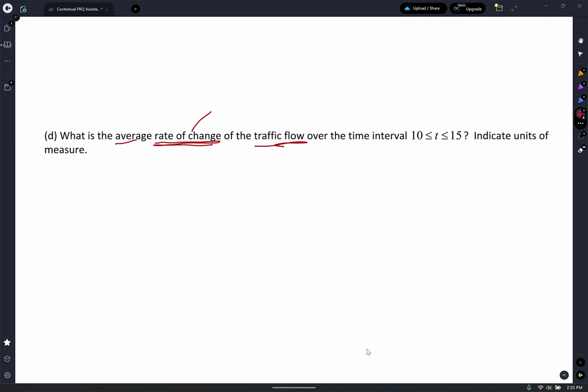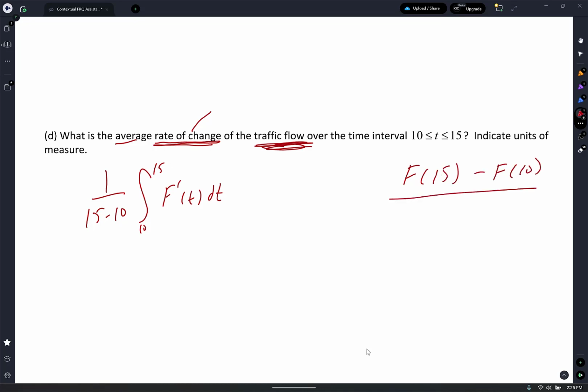If you do it that way, you will go 1 over 15 minus 10, integral from 10 to 15 of f prime of t dt. You could have done that. I don't know if most people will, but it's correct. You're not doing wrong calculus. Or you could have also said average rate of change. That's just algebra 2: y2 minus y1 over x2 minus x1 of traffic flow. So you could have also done f of 15 minus f of 10, and they are both the same.